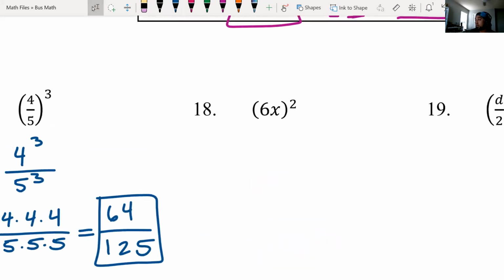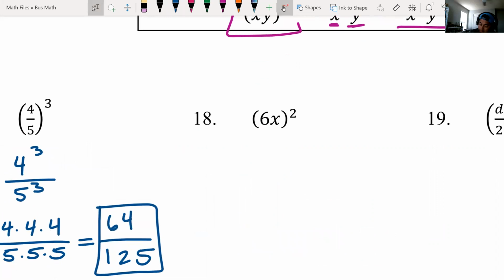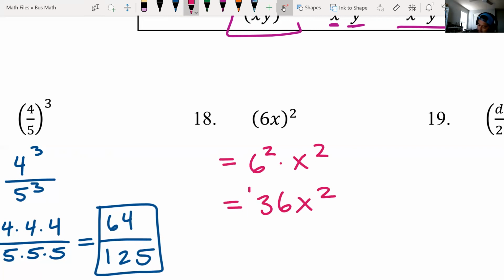18, 6x raised to the second. So this is product to a power. So again, I can rewrite this as 6 squared times x squared. And 6 squared is 36, and x squared remains the same.